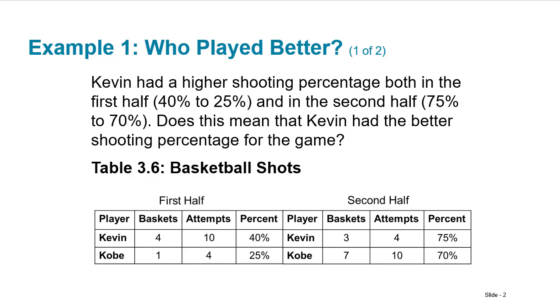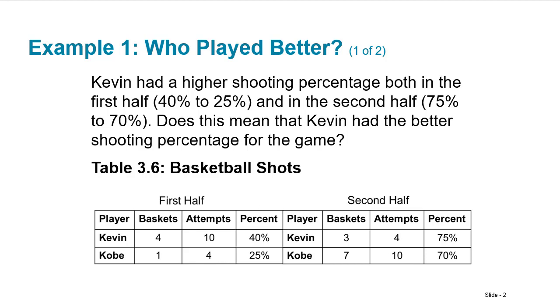Well, you would think so, right? But you have to look at the overall numbers. So Kevin was 4 for 10, Kobe was 1 for 4, and then Kevin was 3 for 4, while Kobe was 7 for 10. When you add them all together, this is 4 plus 3, 7 out of 14, that's 50%. This is 7 plus 1 is 8. 8 out of 14 is better than 7 out of 14, so no, right?